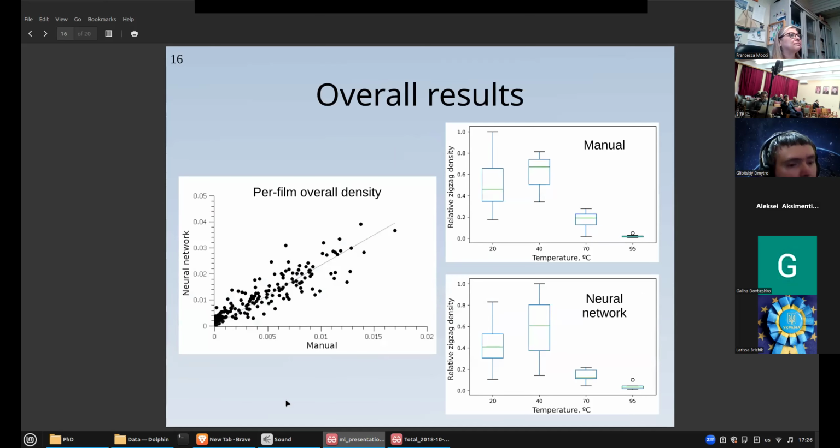So the overall results are like this. For the overall density of zigzag segmentations, we observe about 90% correlation between the neural network predictions and the manual markings. So at least in a statistical sense, these predictions can be used for rough initial estimates of zigzag density and to determine the threshold of an influence factor at which the formation of zigzags begins to be significantly affected.